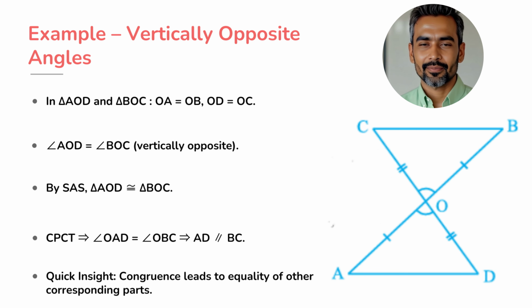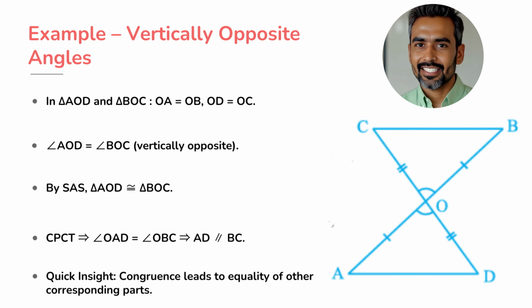Hello everyone. Let's dive into an exciting property of vertically opposite angles and see how congruence helps us prove even more. Take a look at the figure. We have triangle AOD and triangle BOC. Notice that side OA is equal to side OB and side OD is equal to side OC. Also, angle AOD is equal to angle BOC because they are vertically opposite angles.